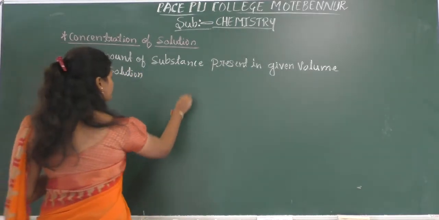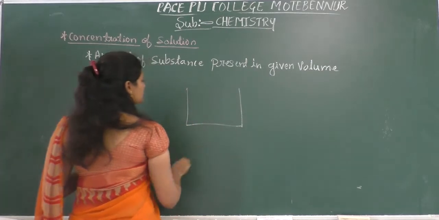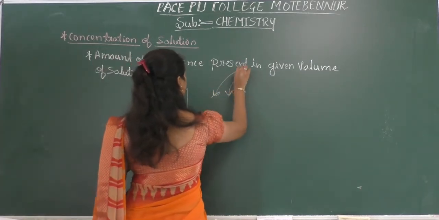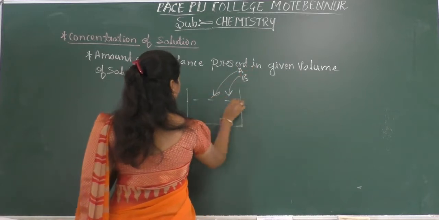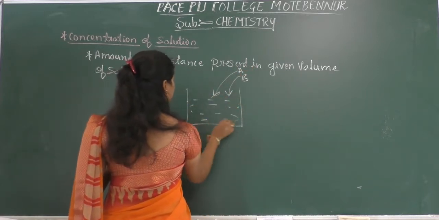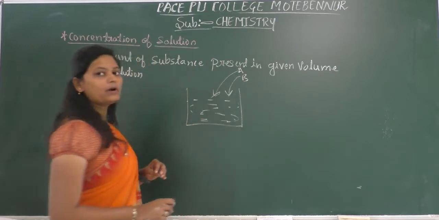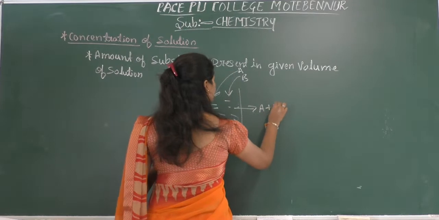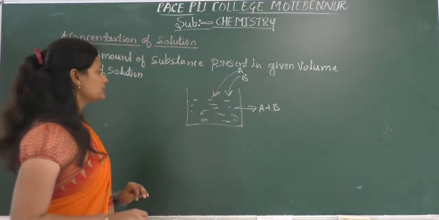So if we are going to take a container, here we are going to add two liquids, A and B. Okay, so they are going to form a homogeneous mixture. So here they are going to form a solution. Here this is the mixture of A plus B. Okay, so that is the solution.